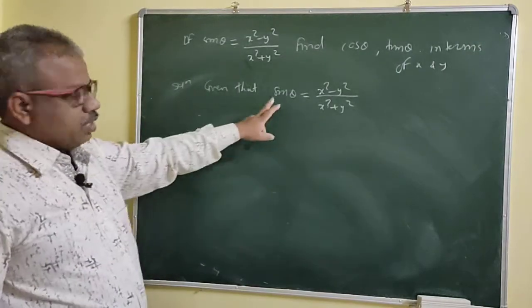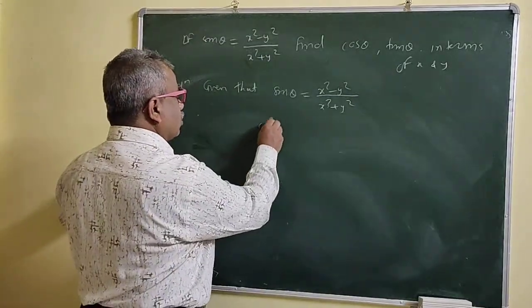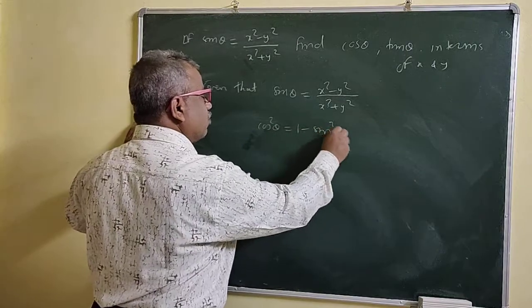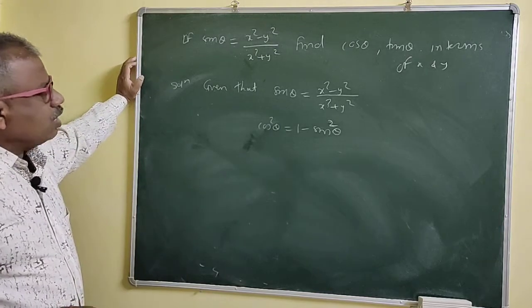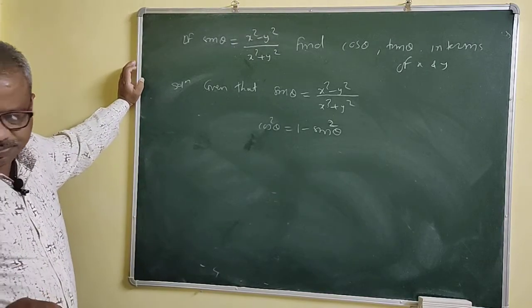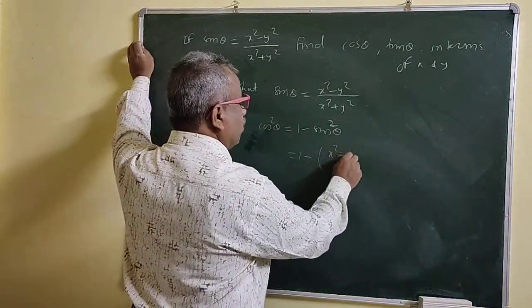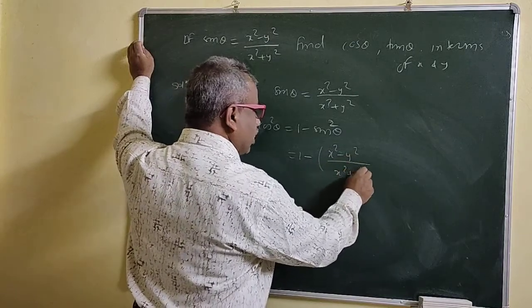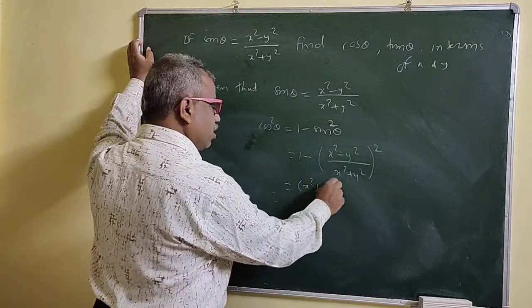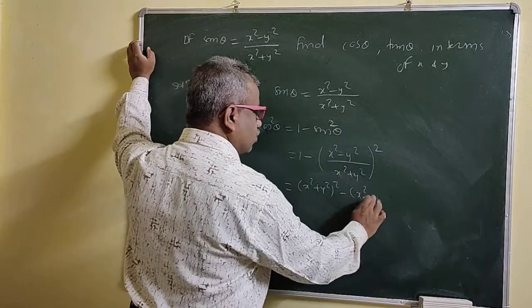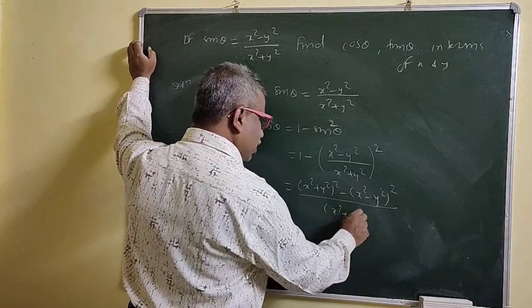Okay. So you want cos, right? So what we'll do? Cos square theta is equal to 1 minus sin square theta. Theta is not given, so we'll accept both the values, plus or minus. So 1 minus sin square theta means what? 1 minus x square minus y square upon x square plus y square bracket square, so this is x square plus y square bracket square minus x square minus y square bracket square upon x square plus y square bracket square.